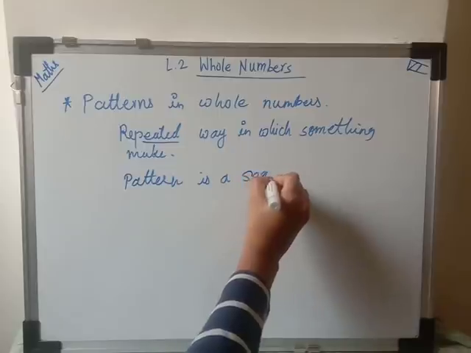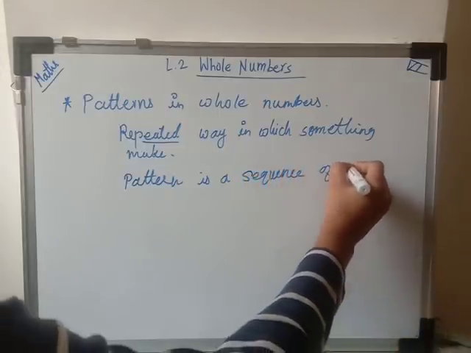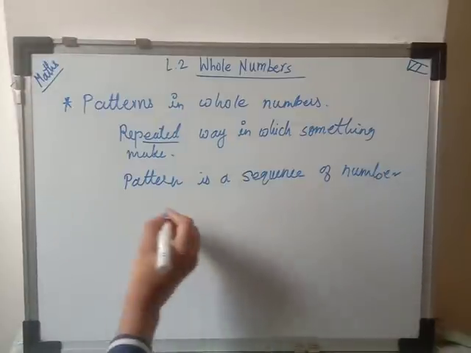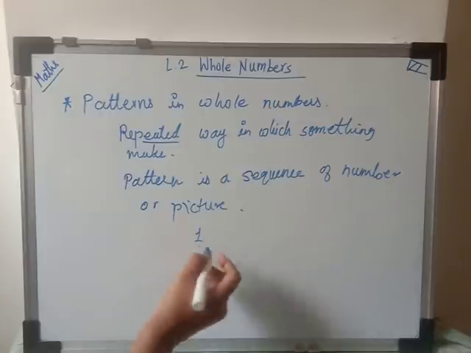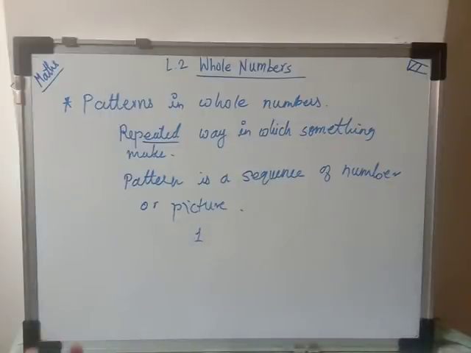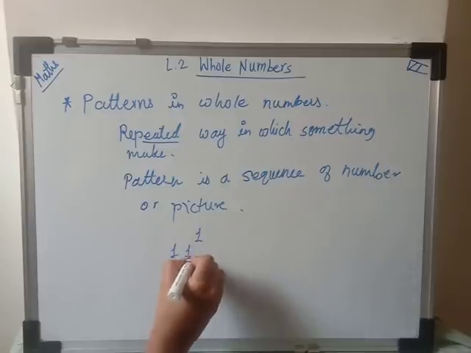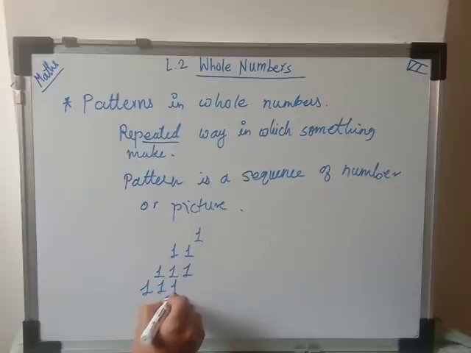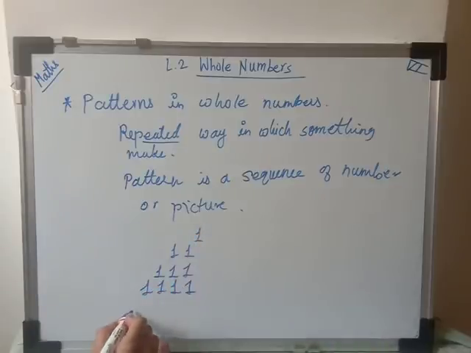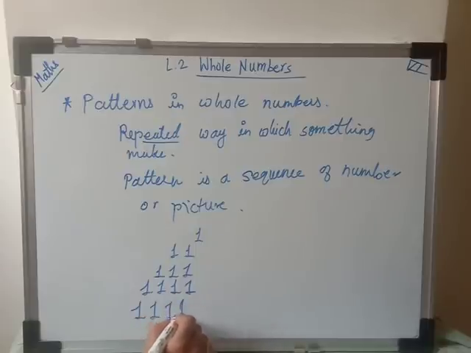Or we can also say that a pattern is a sequence of numbers or pictures. If I take here 1, if I want to make a pattern of only one number, so what I will do in the next step, I will write like this. So this is one pattern where I take one number and make a pattern. In this way you can take any figure or any shapes, and make different patterns. So in a pattern we use numbers, shapes, figures or pictures.